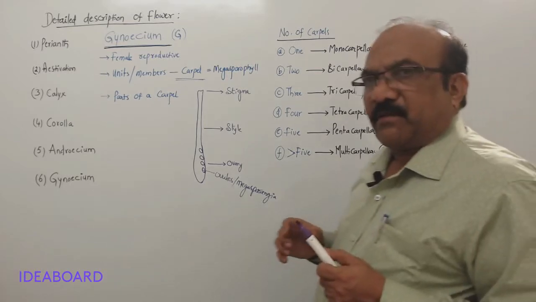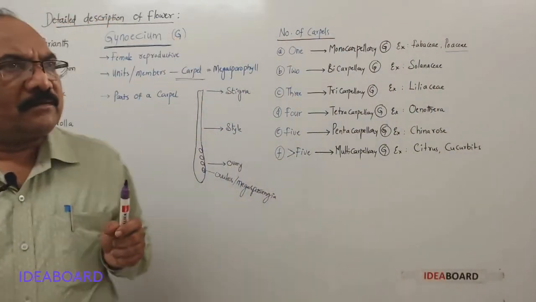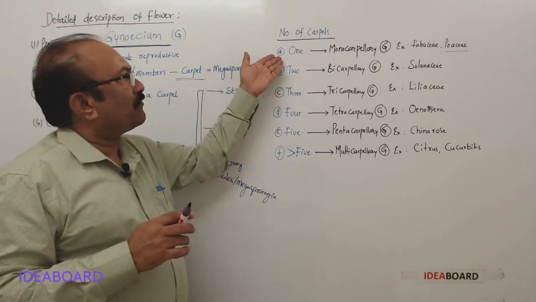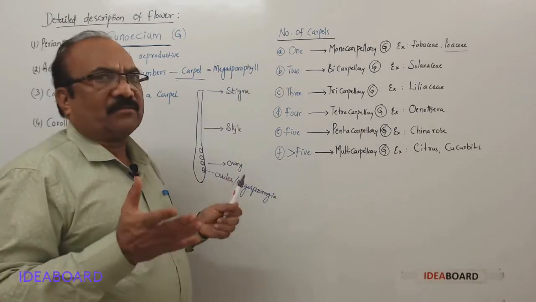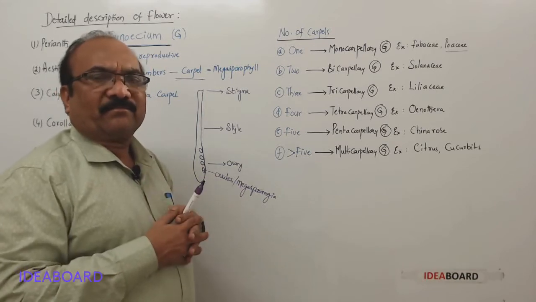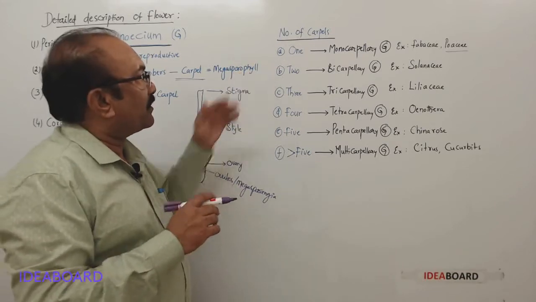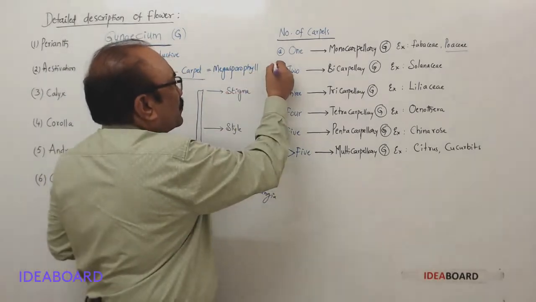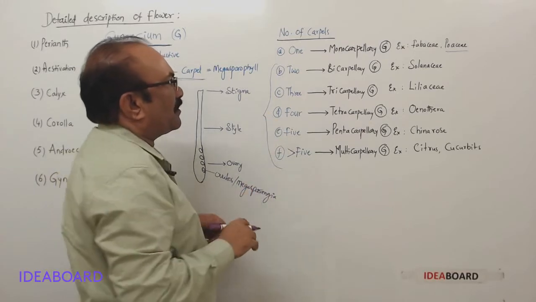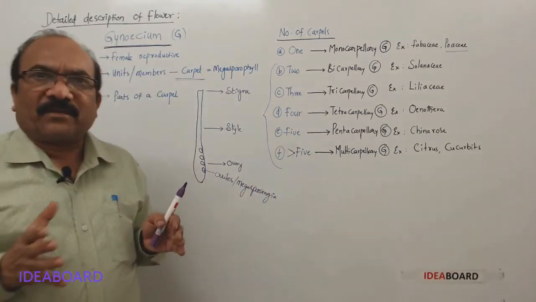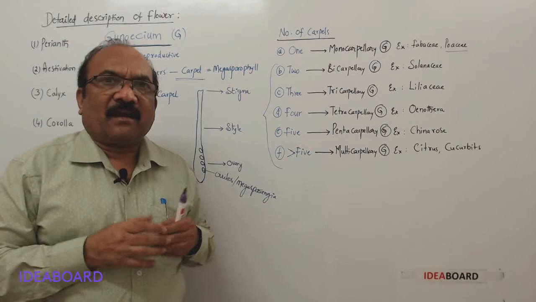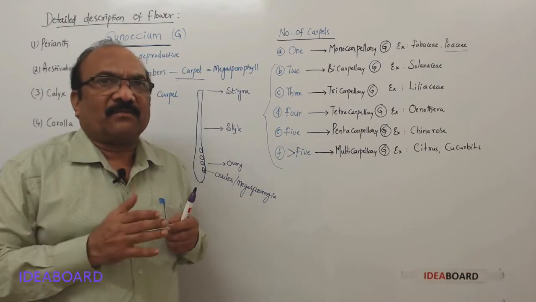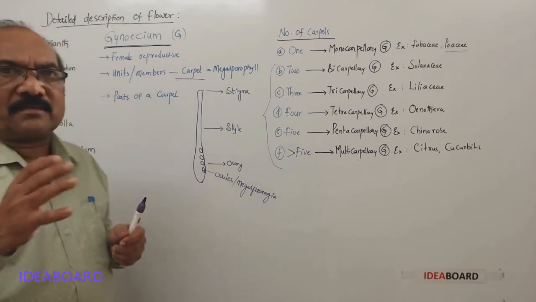And now we will discuss how these carpels are present. When there is one carpel, naturally it is free. But when the gynoecium is made up of two to many carpels, how are they present? Are they present freely in the flower? Are they present fused within the flower? That we have to discuss now.